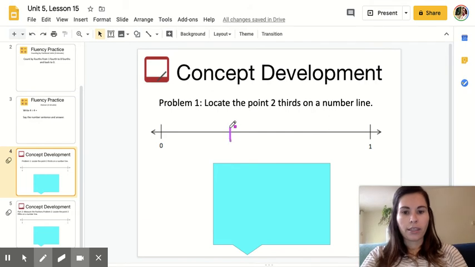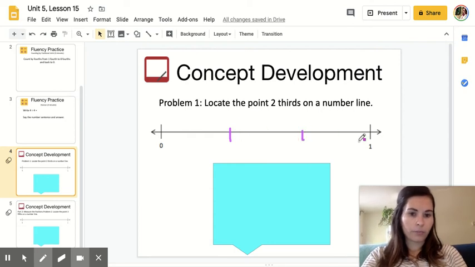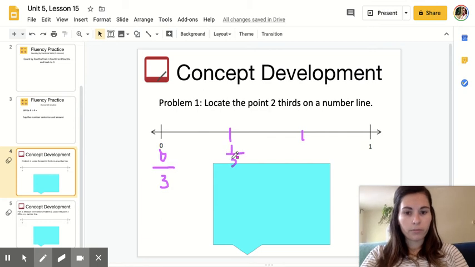I'll draw a line here. So here's 1/3 and a line here, 2/3, and here's my third. Now I'm going to start my labels. I know my 0 is equal to 0/3. This point is going to be 1/3. Over here, I have 2/3. And this will be my 1 whole or 3/3.